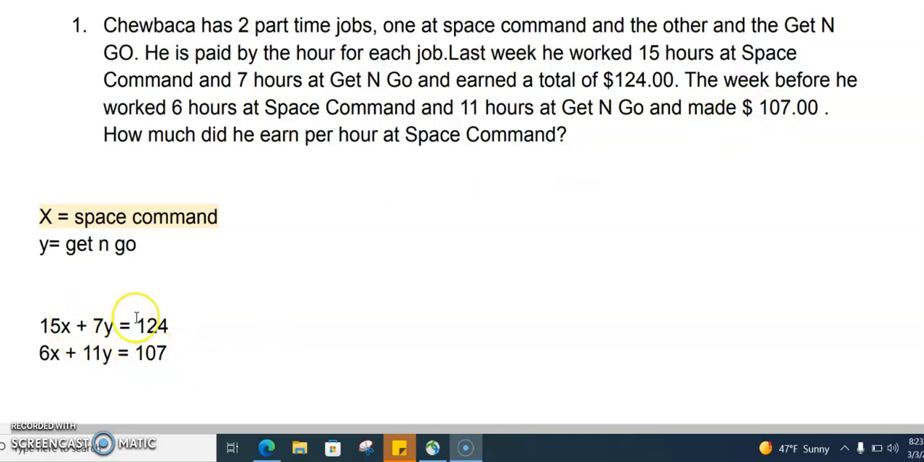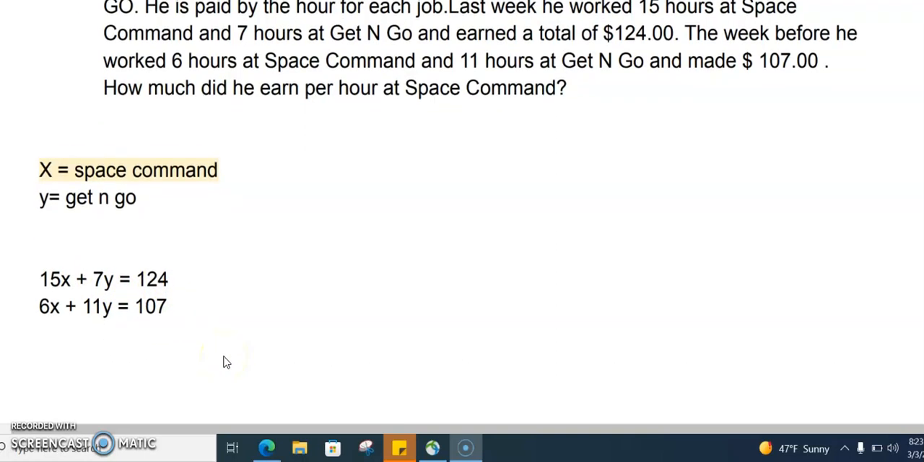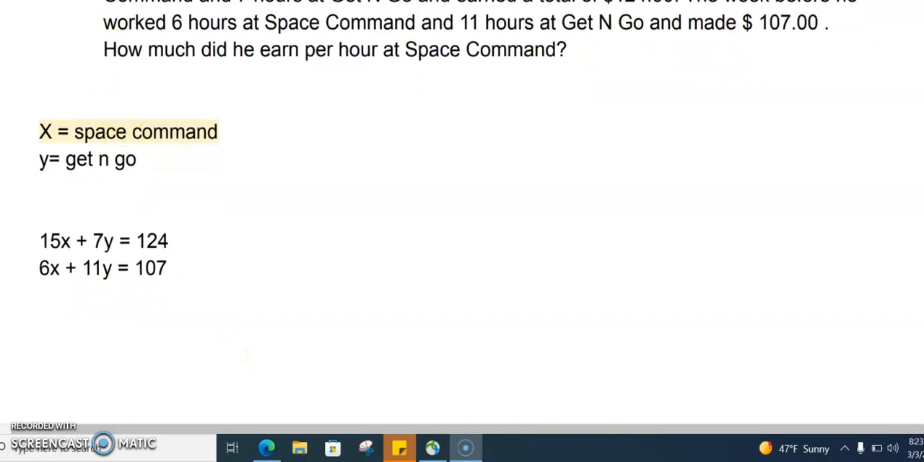The first equation, I did the similar way. I just did 15 hours at the Space Command and 7 hours at the Get and Go, and he earned $124. Now that I have my two equations and I've defined my variables, I want to go ahead and solve. I'm going to use the elimination method. So what I'm going to do is I need to say how much did he earn per hour at Space Command. I'm trying to solve for X.